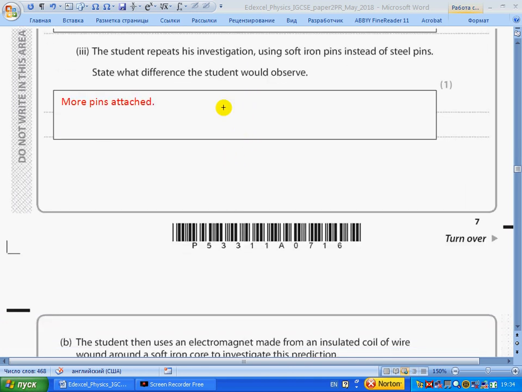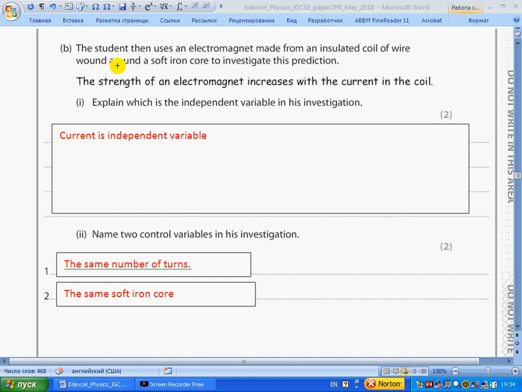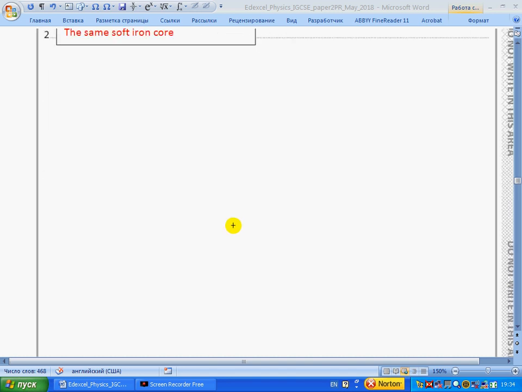The student repeats his investigation using soft iron pins instead of steel pins. State what difference the student would observe. More pins attached. B. The student then uses an electromagnet made from an insulated coil of wire wound around a soft iron core to investigate this prediction. The strength of an electromagnet increases with the current in the coil. Explain which is the independent variable in this investigation. Current is the independent variable. Name two control variables in his investigation. The same number of turns, the same soft iron core.